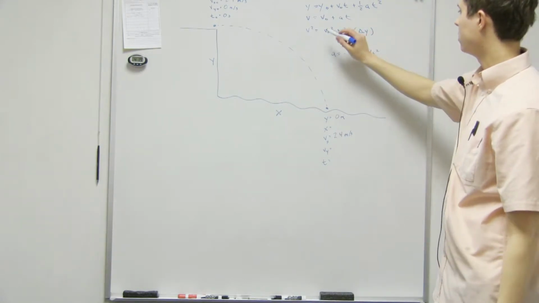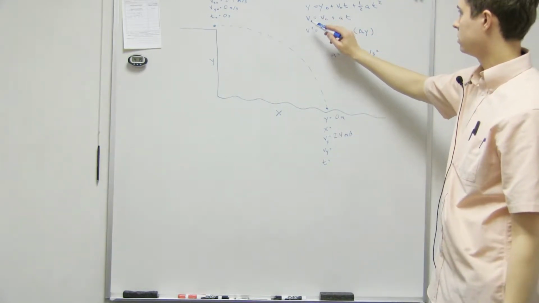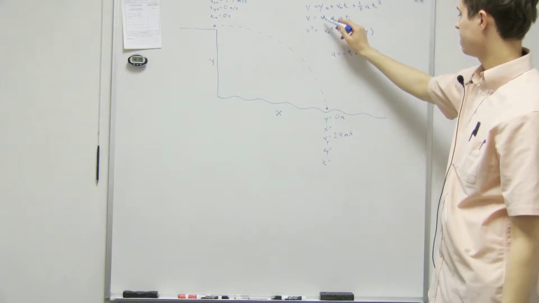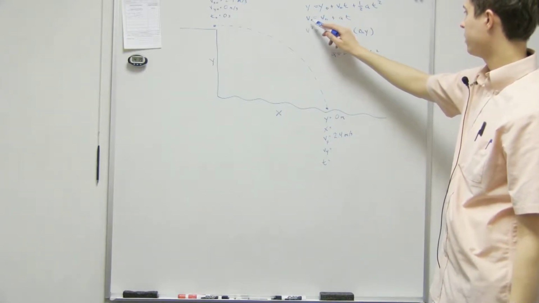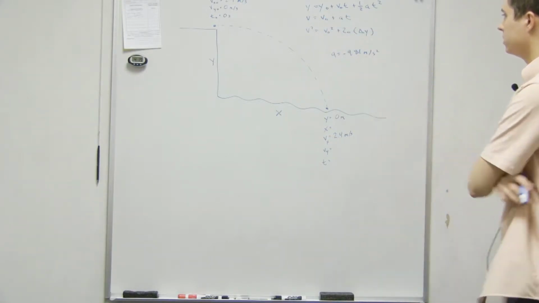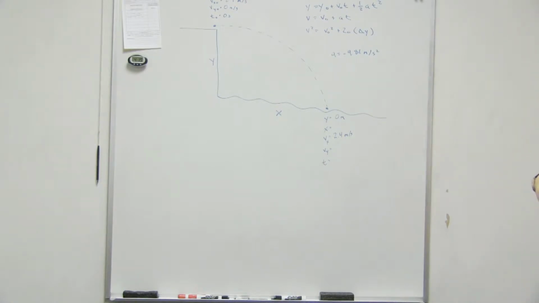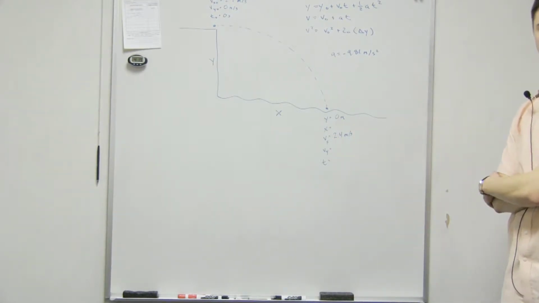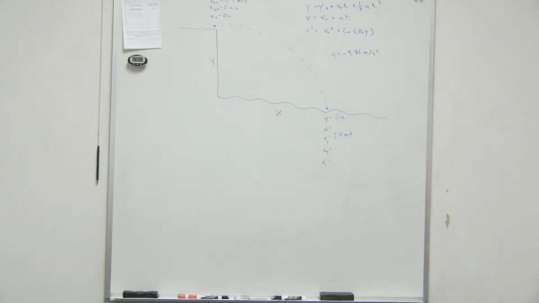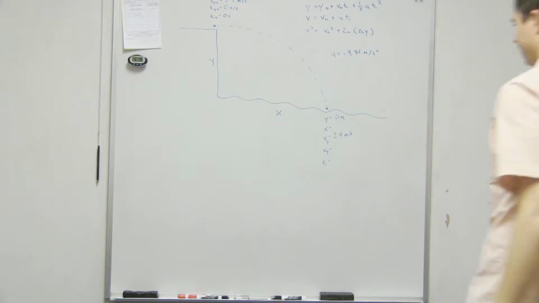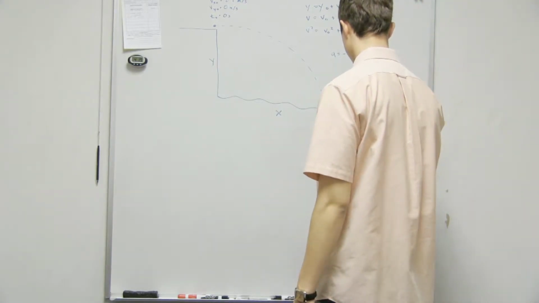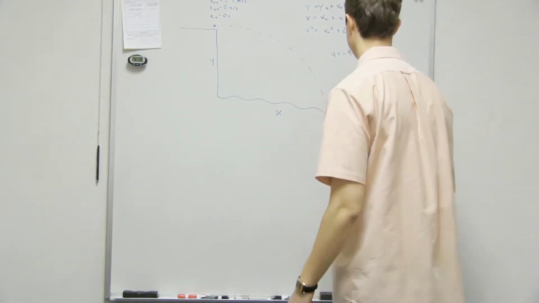That's what this is, because we don't particularly know. We don't know V final, and we don't know T. Did it give us a time for how long it took him to hit the ground? No. Oh wait, it did: 2.9 seconds. Sorry, there we go. 2.9 seconds. Okay.